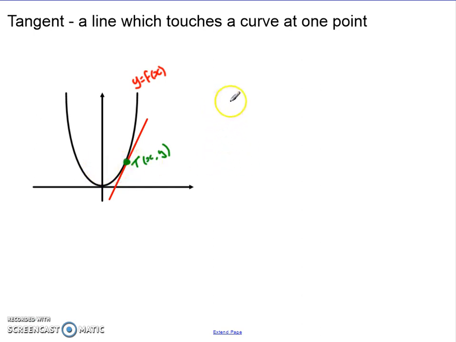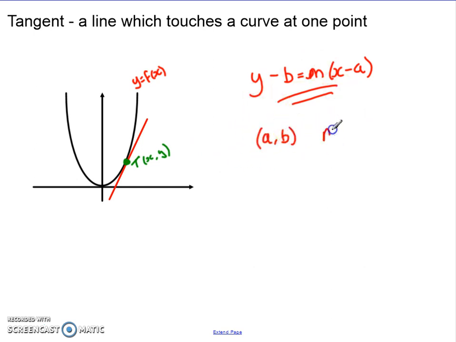Now, what we have to be able to do is calculate the equation of this tangent. Now, if we remember rightly, the tangent is a straight line. And to calculate the equation of a straight line, we have to use a formula we covered in straight lines, which is y minus b equals m bracket x minus a. So that's the formula we want to use for calculating the equation of a tangent or straight line at one point. Now, in this we need two key things. We need the coordinate (a, b) and we need m, which was the gradient.